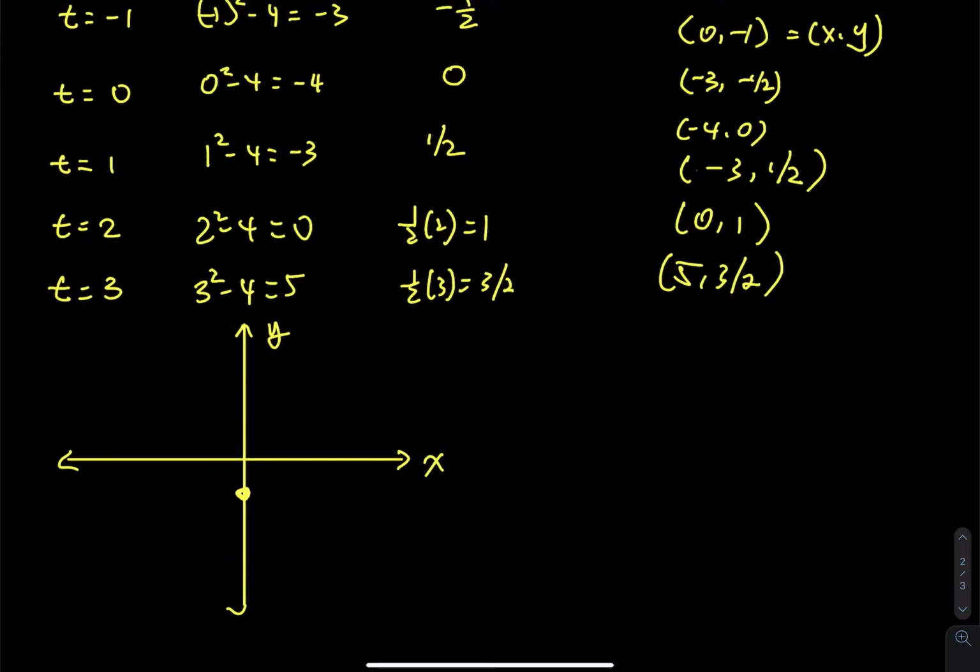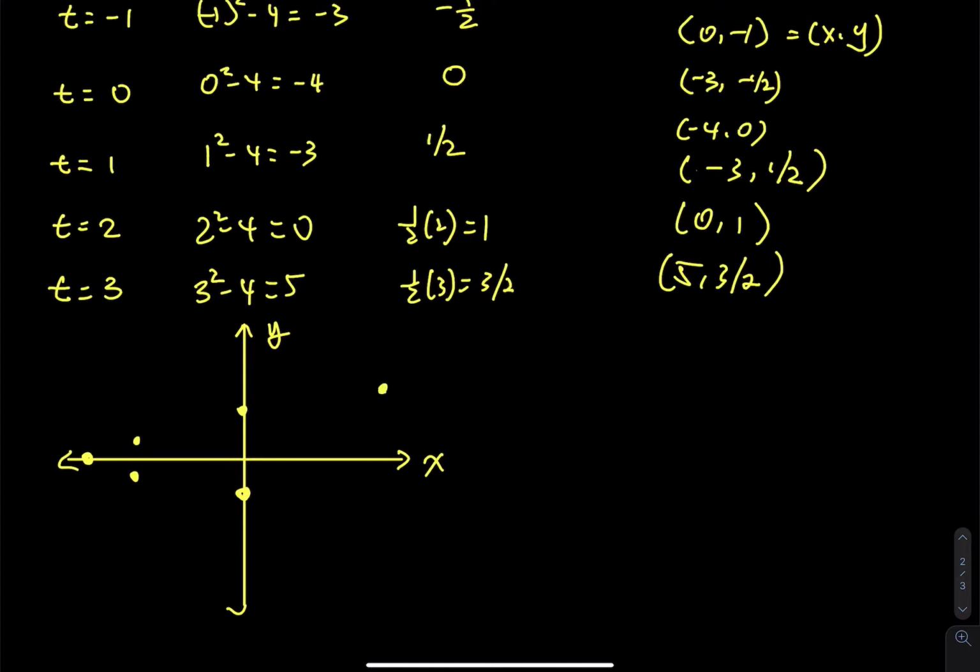And then negative 3, negative 1/2 is like right here, right? We don't want to go all the way to the left because we still have a negative 4. Let's put this in a more fair location. There, here. And then negative 4, 0. And then negative 3 past the 1/2, which is right above that. 0, 1. And then we have 5, 3/2. So 5, 3/2 is supposed to be right here, right?